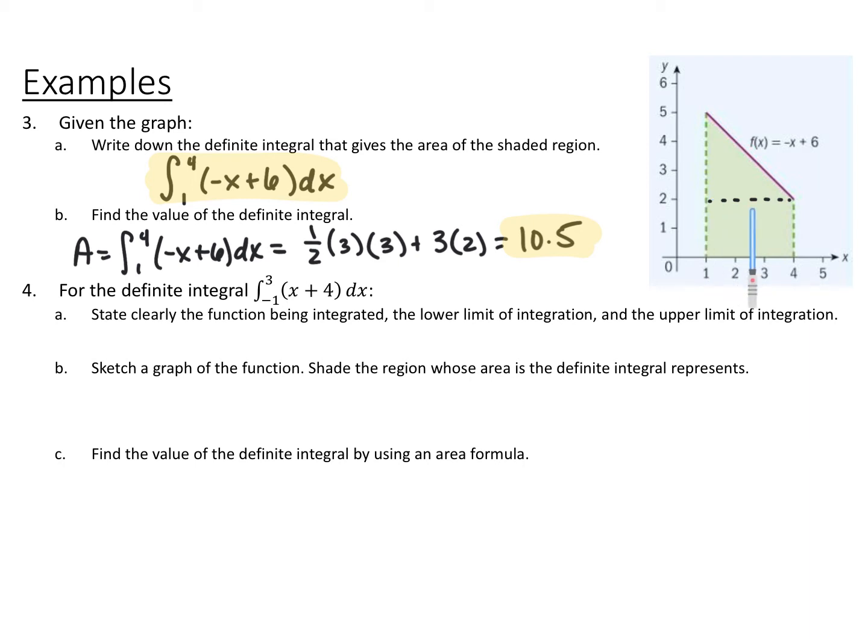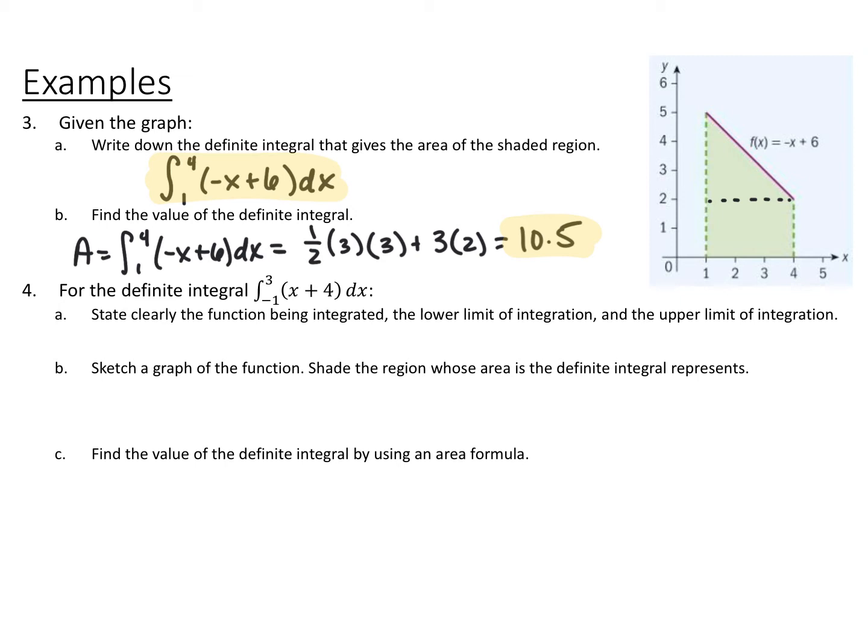And then to find the value of the definite integral, that's just the area under the curve, so I split this into a right triangle up here on top, and then a little rectangle down here. So the area of this triangle would be 1/2 the base, which is 4 minus 1, which would be 3, times the height, which would be 5 minus 2, which is also 3, plus the rectangle, which would be 3 by 2. So I added all that up, and you end up with the area under the curve, which is the definite integral, to be 10.5.